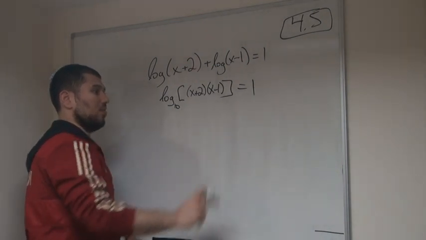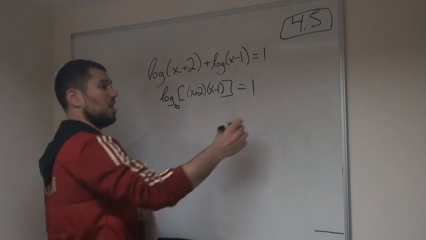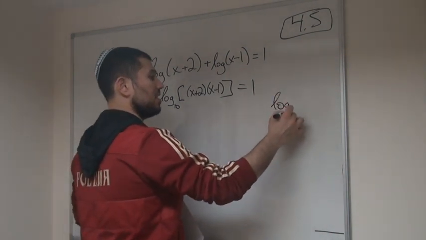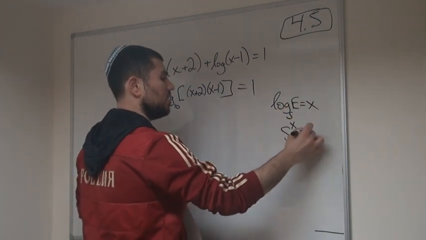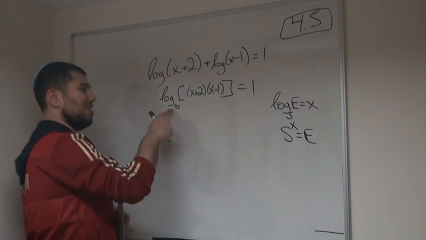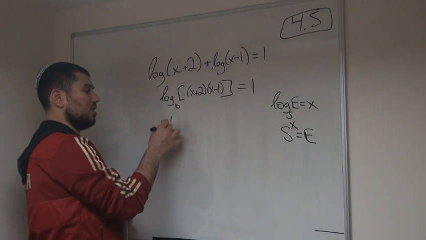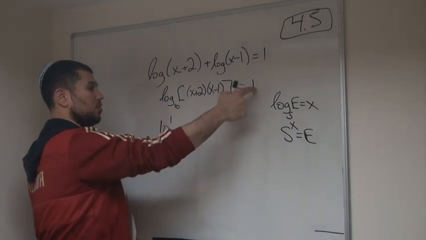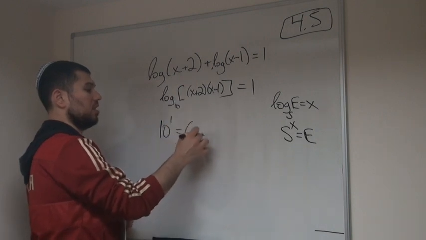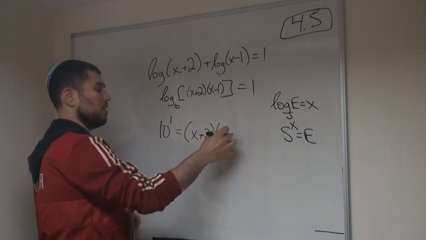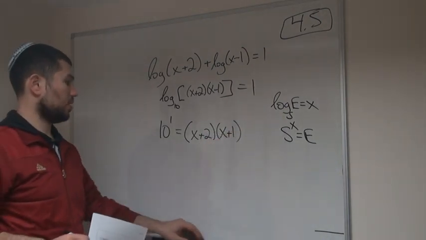Having written this as one log expression, I can now use the definition of log. Log to the base s of e is x means s to the x equals e. So log to the base 10 of this product equals 1 means 10 to the first power equals the term on the inside, the product x plus 2 times x minus 1, sorry.